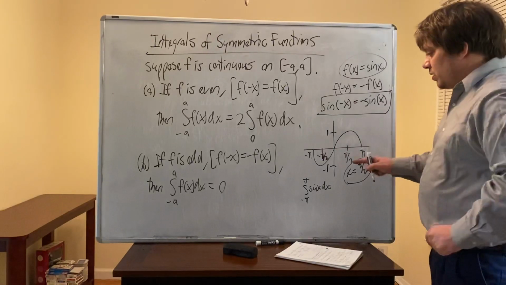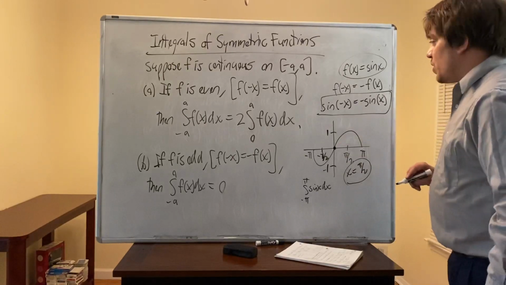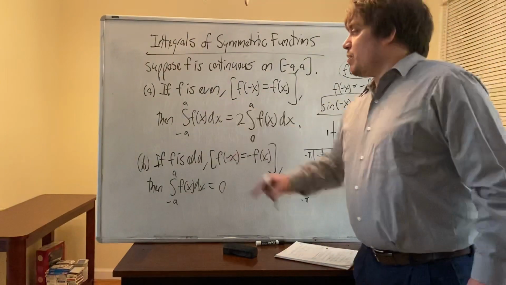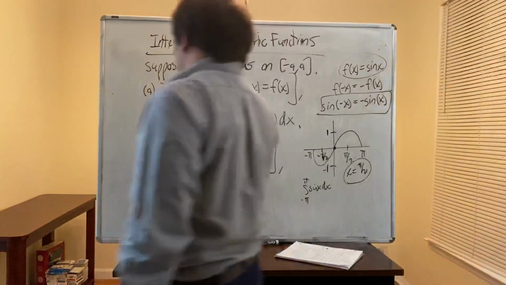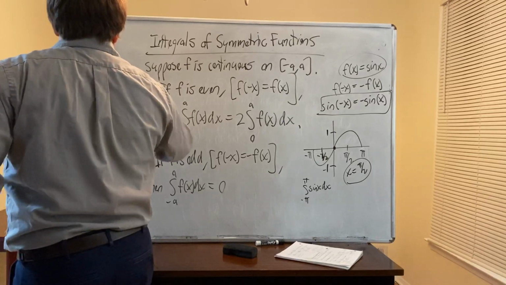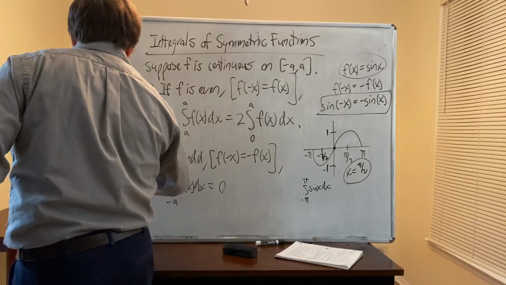So that's symmetry about the origin, it's called. Being odd means it's symmetric about the origin. Even is symmetry about the y-axis. So this is symmetry about the y-axis, and this is symmetry about the origin.